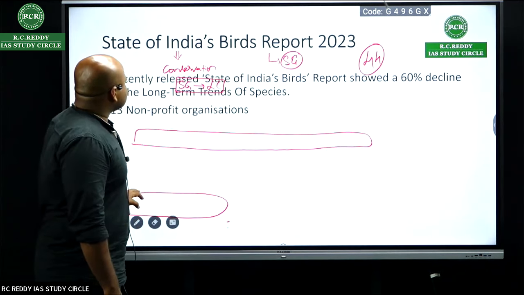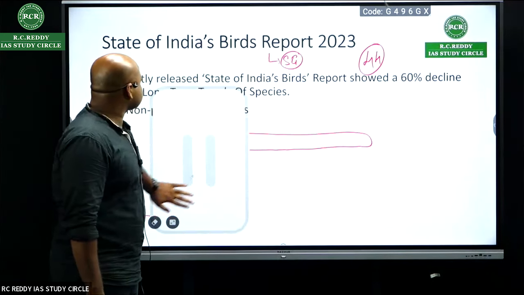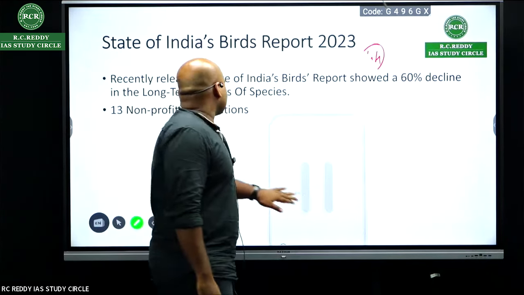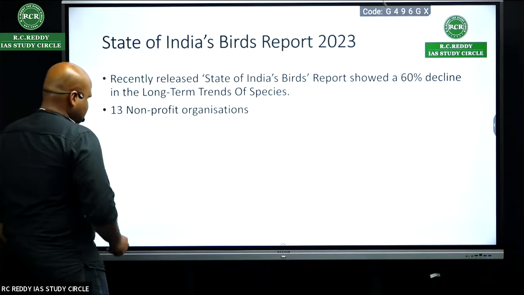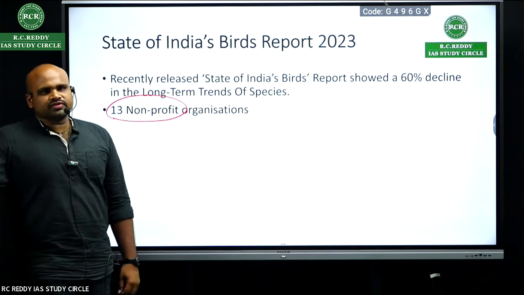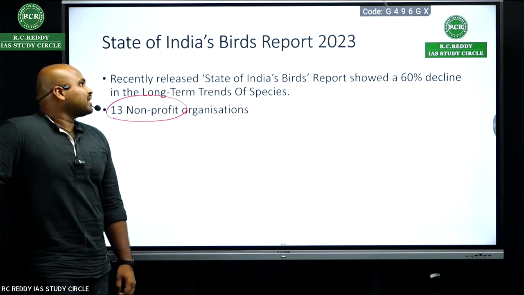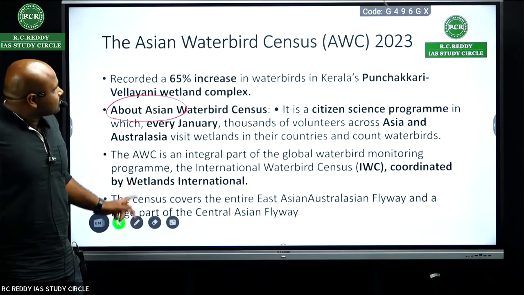Okay. Next. State of Birds report. It is given by whom? Bird Life International. 13 non-profit organizations compile something called the State of India's Birds report. Next.